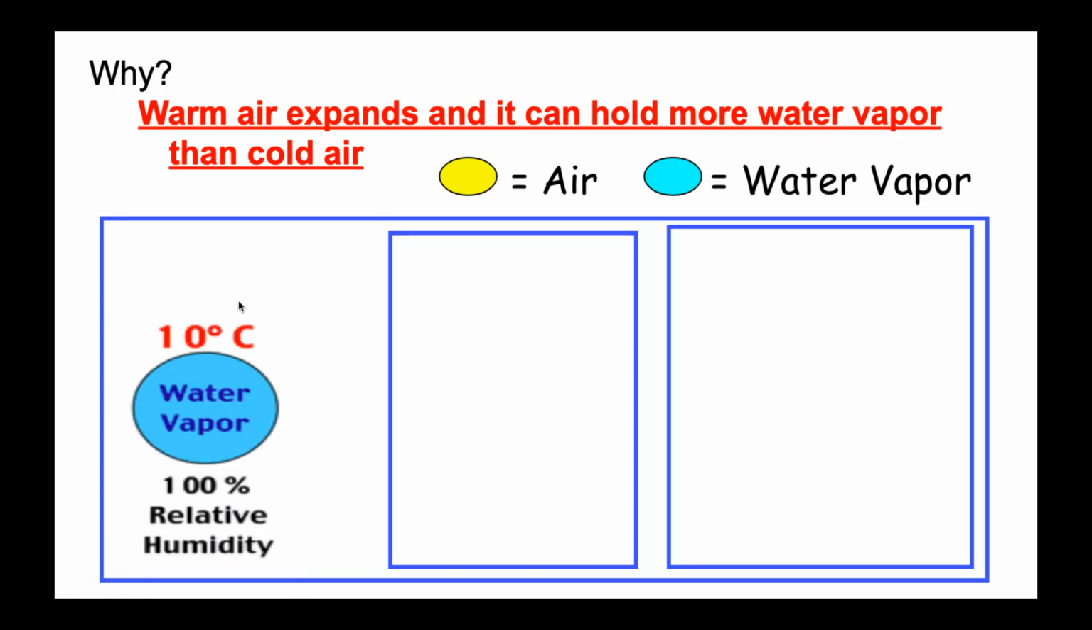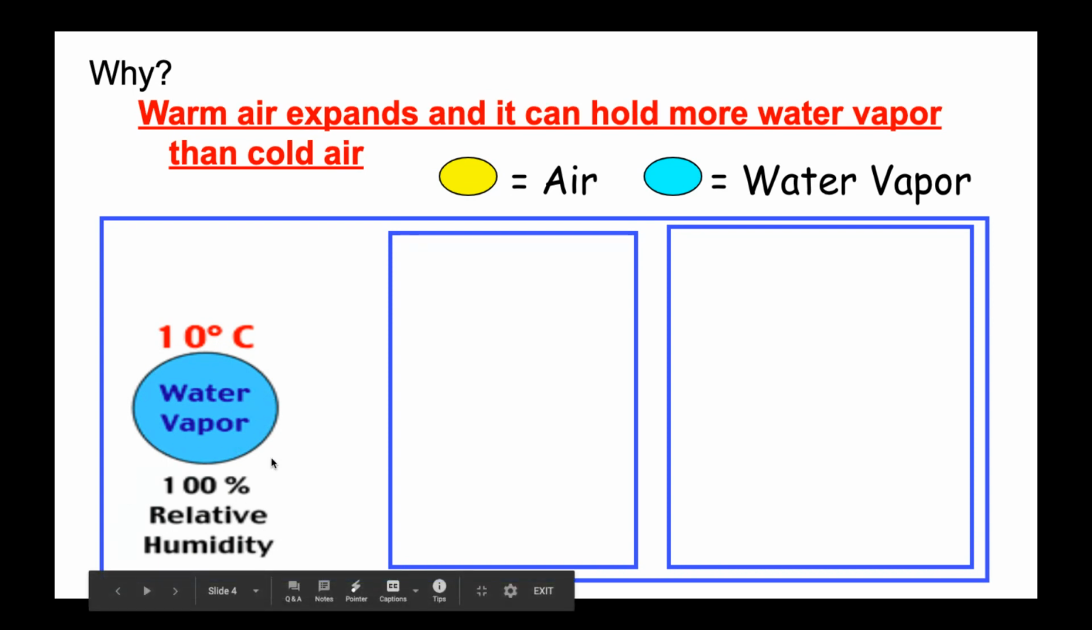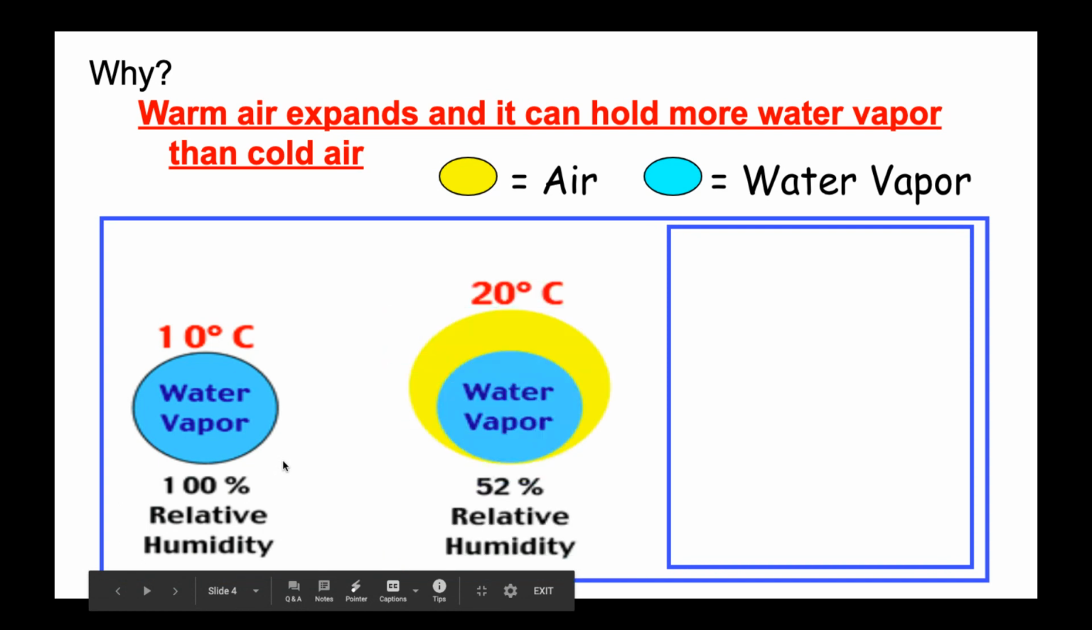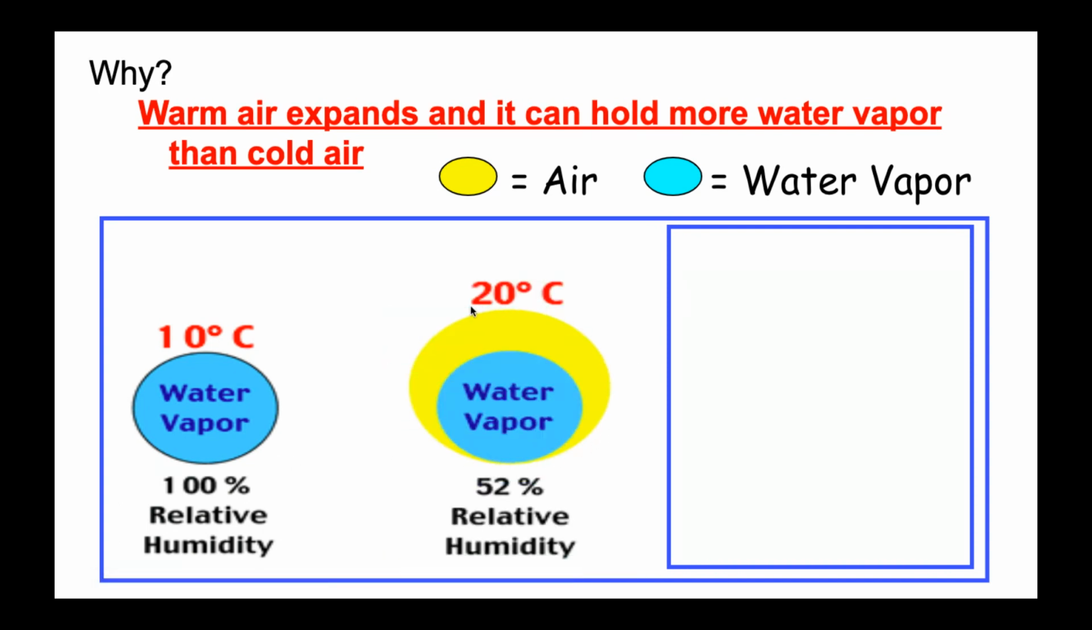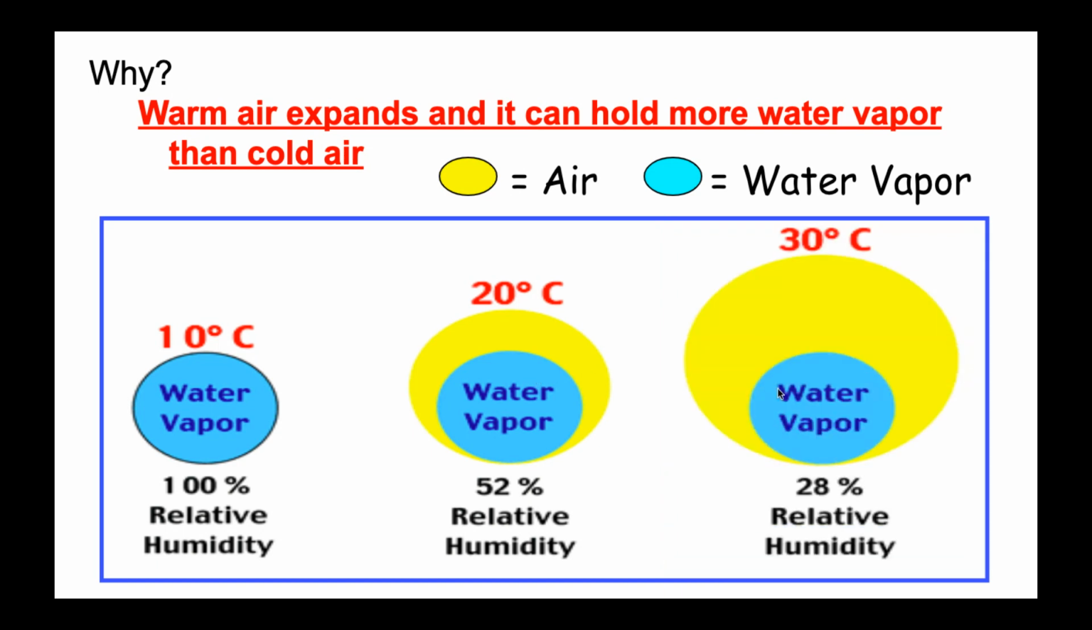If we're at 10 degrees Celsius, this is how much water vapor 10 degrees Celsius air could hold. So that's 100% of it. Now let's look at what would happen if we warm up the air. If we have air at 20 degrees Celsius, that same amount of water is only occupying 52% of the air. So that's 52% relative humidity. If we make it even warmer, if we go up to 30 degrees Celsius, we can see that the warm air has expanded and this same amount of water vapor is only 28%.